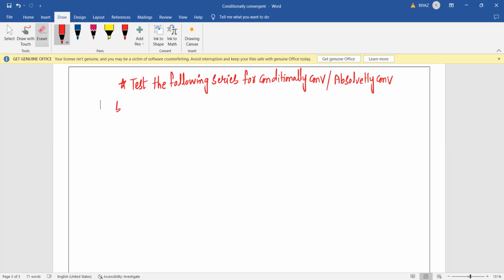Okay, question. So bit number 1 is summation of (-1)^n times 1 by n. This is bit number 1. And let me do one more bit, that is summation of (-1)^(n-1) times 1 by (n-1).